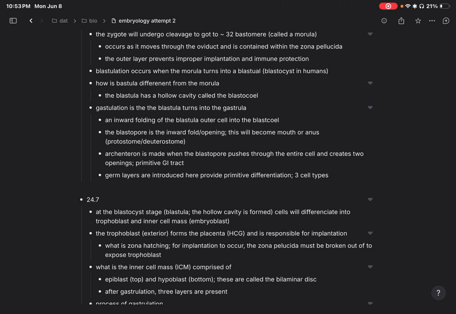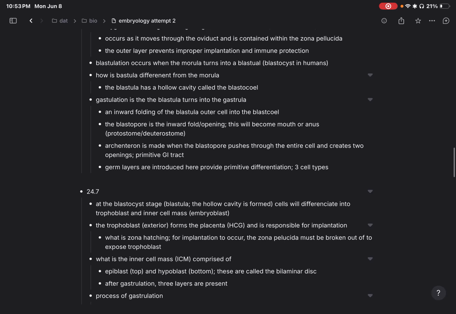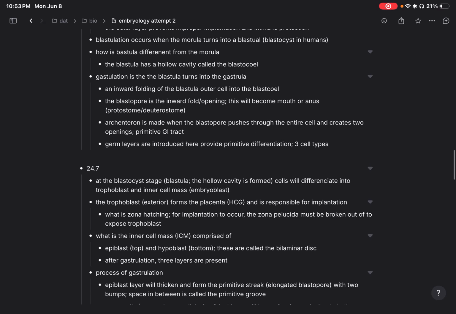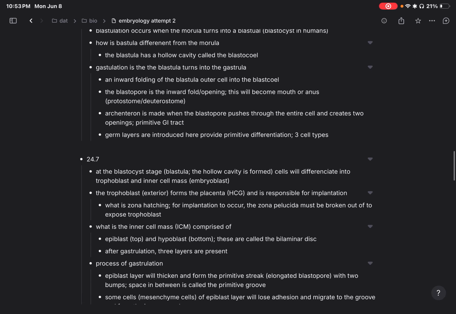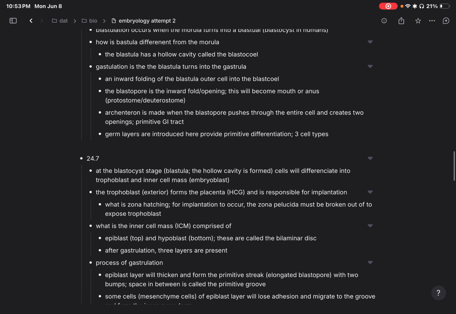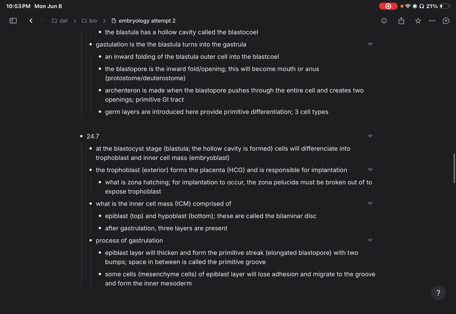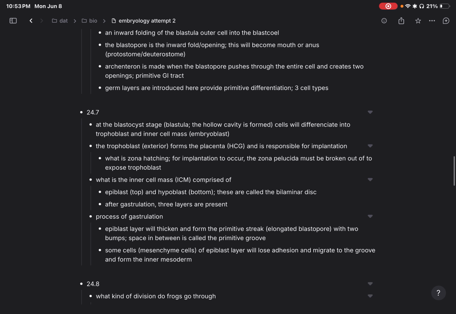The archenteron is what you get if you continue to fold inwards from the blastopore, you end up kind of dividing the cell, right? So now the archenteron is that space between the two half cells that you made, and this will develop into the GI tract, the digestive tract. This is also when germ layers are introduced. We're going to have 3 cell types: the ectoderm, the mesoderm, and the endoderm, I believe.